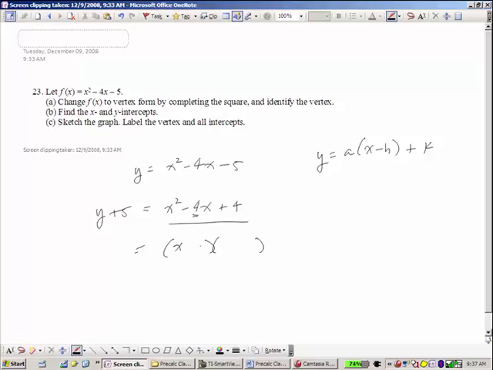Try again. x minus 2, x minus 2. That's a perfect square. Because that's the same as x minus 2 quantity squared. That's a perfect square. Okay? It's not like two binomials. It's the same binomial twice.